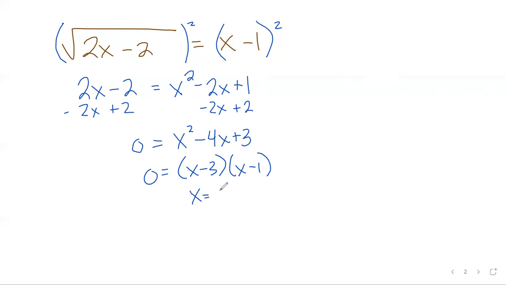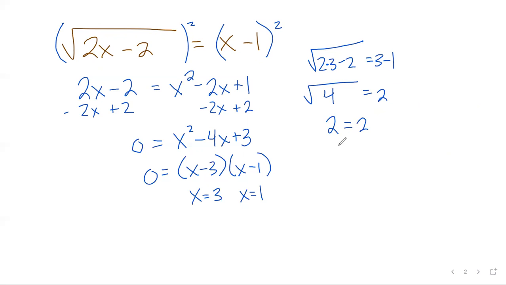And we'll call them possible solutions. And let's test them. So we'll start with x equals 3. Root of 2 times 3 minus 2 equals 3 minus 1. 6 minus 2 is 4. 3 minus 1 is 2. And the square root of 4 is 2. So we are good to go on x equals 3.